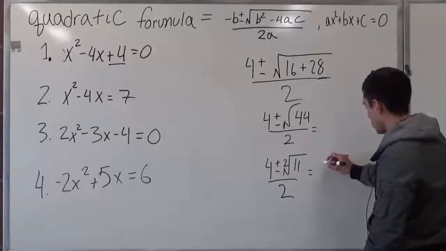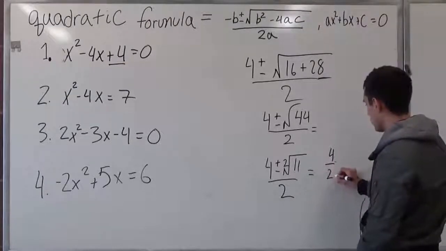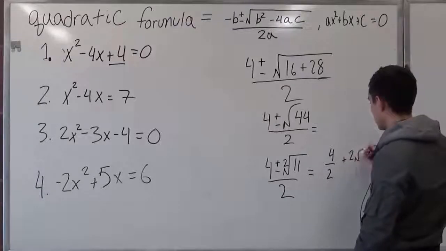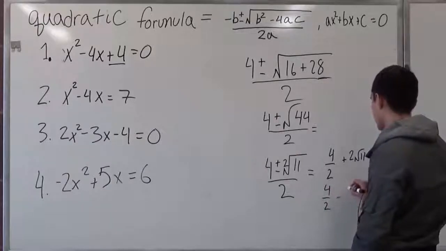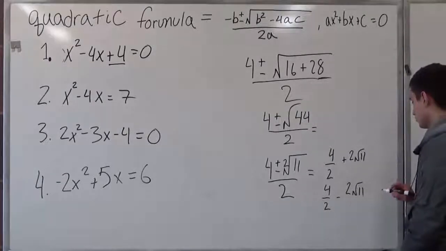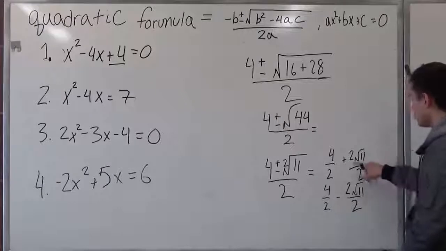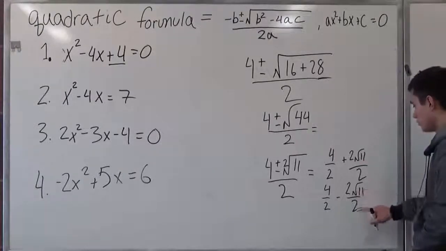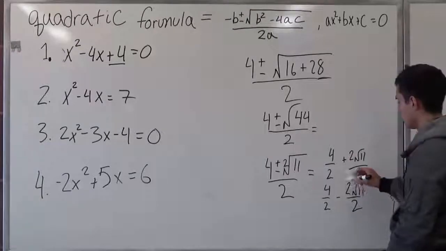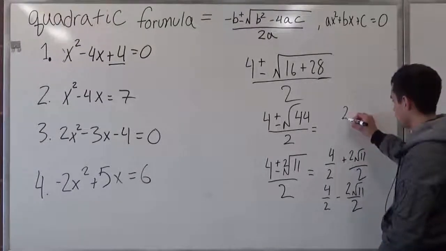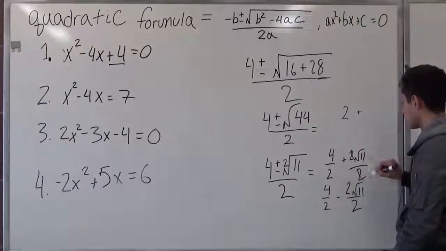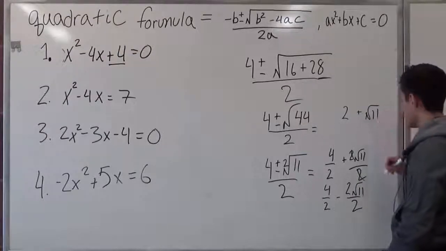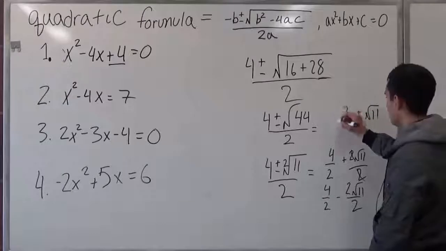What this basically means is 4 over 2 plus 2 radical 11 over 2, or 4 over 2 minus 2 radical 11 over 2. So 4 divided by 2 is 2. 2 divided by 2 is just 1. It cancels out. So it would be 2 plus radical 11 as one answer.